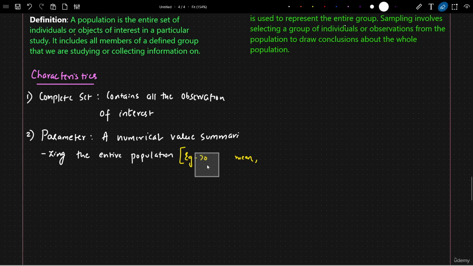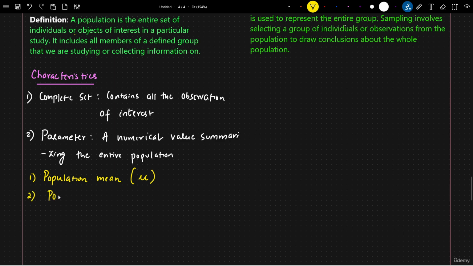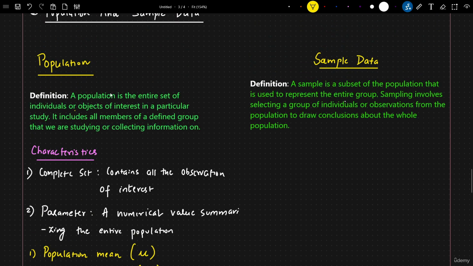So let me write this in a better way so that you will be able to refer to this note easily. Some examples are population mean, which is denoted by mu, and the second one is population variance, which is given by sigma square. We will discuss this further. So this is what population data is all about.